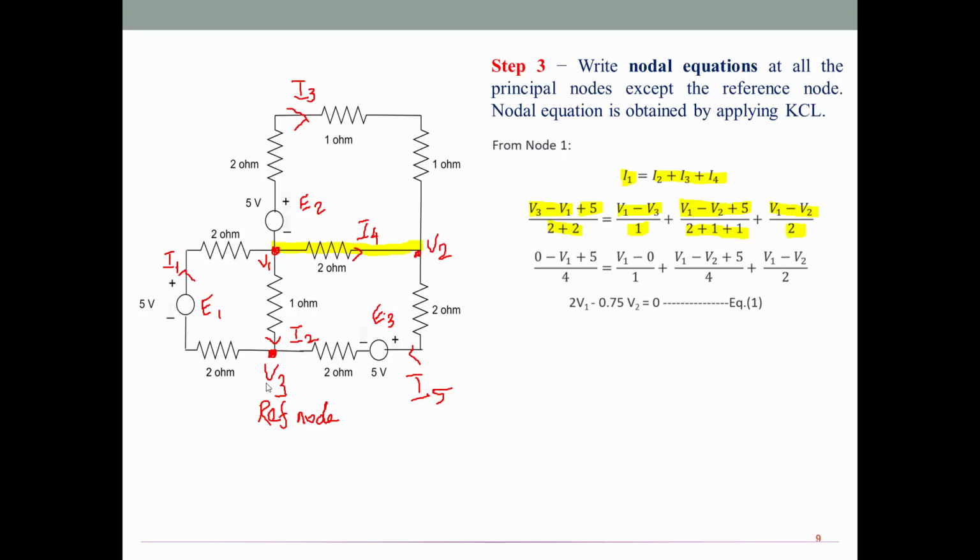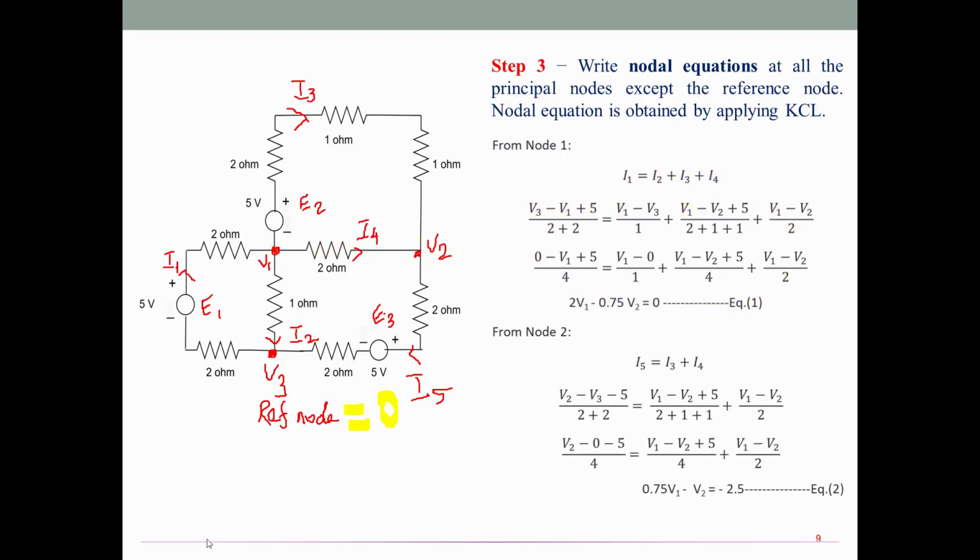Now substitute the values, with the reference node equal to 0, and then simplify this equation. You may get 2V1 minus 0.75 V2 is equal to 0 as equation number 1.